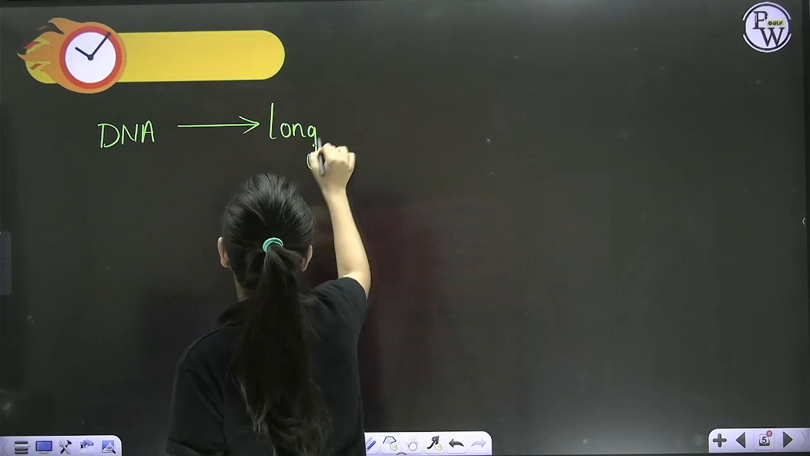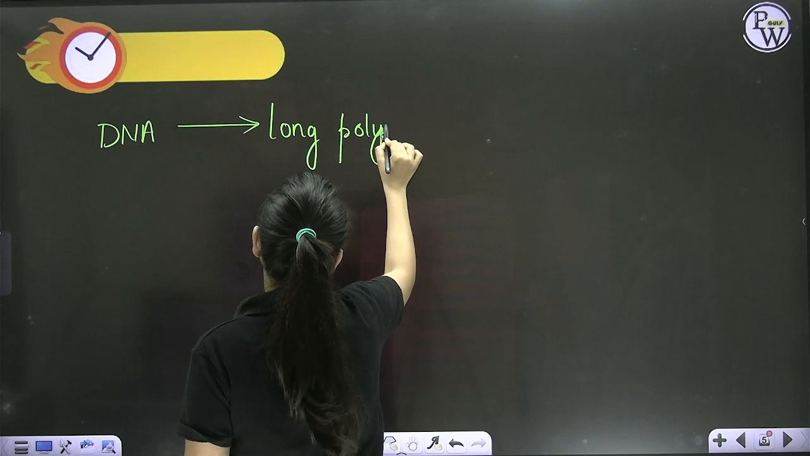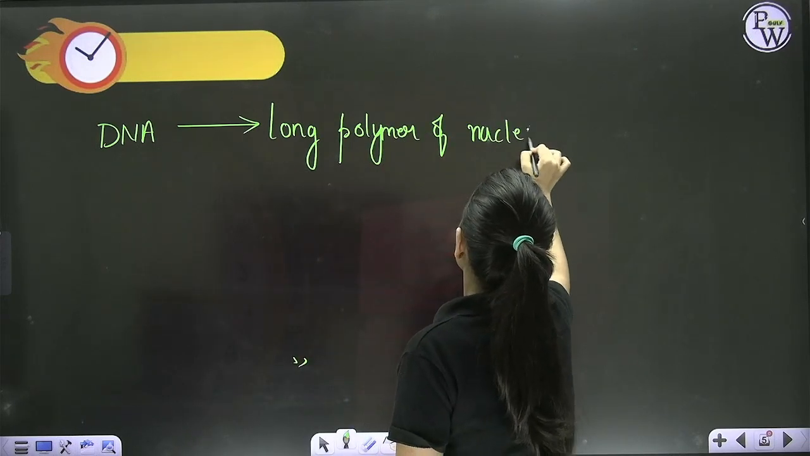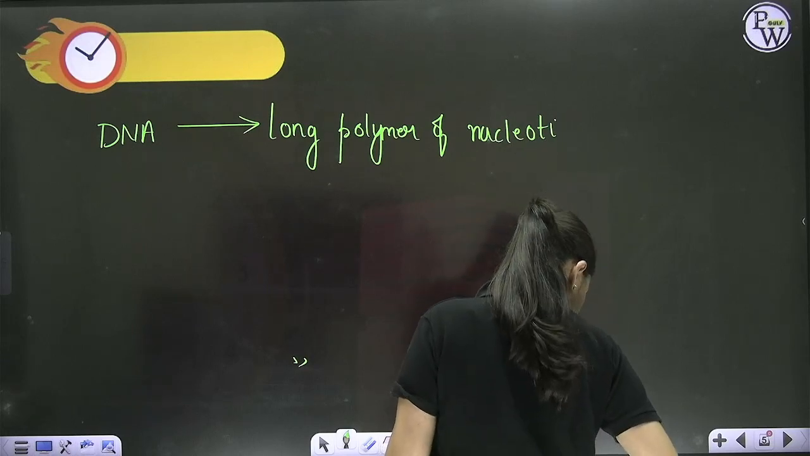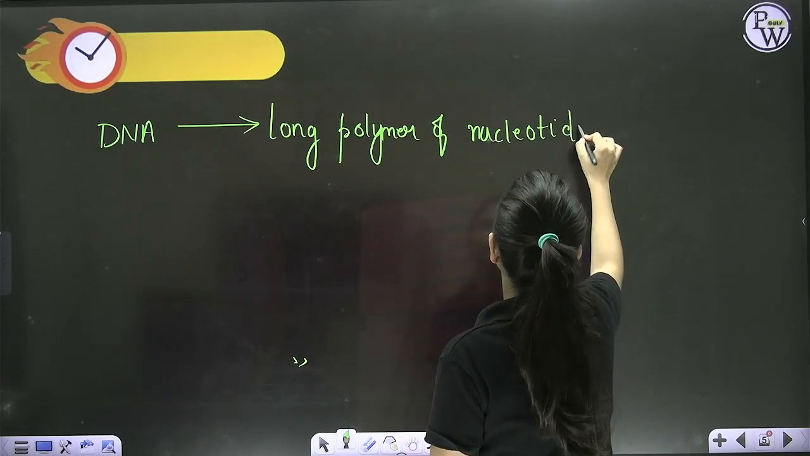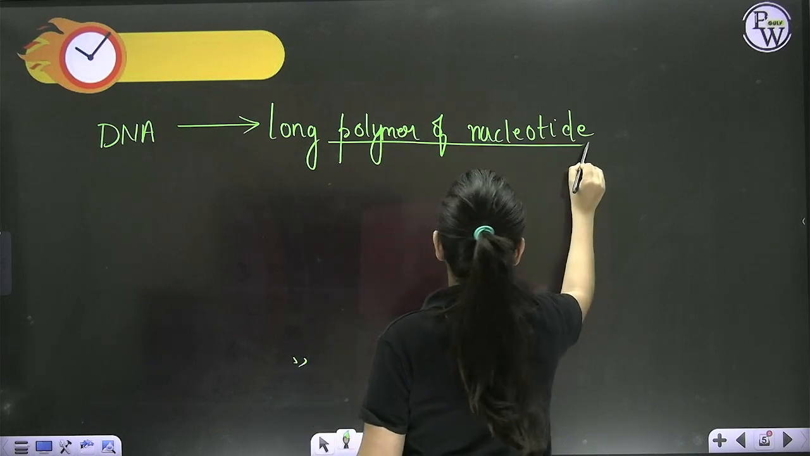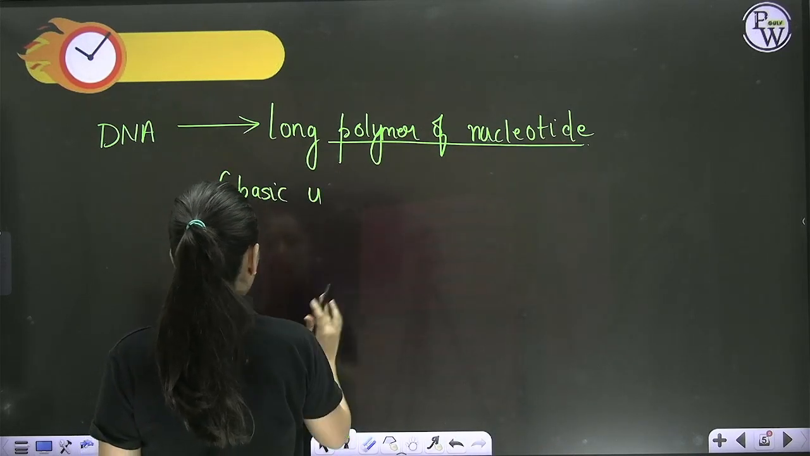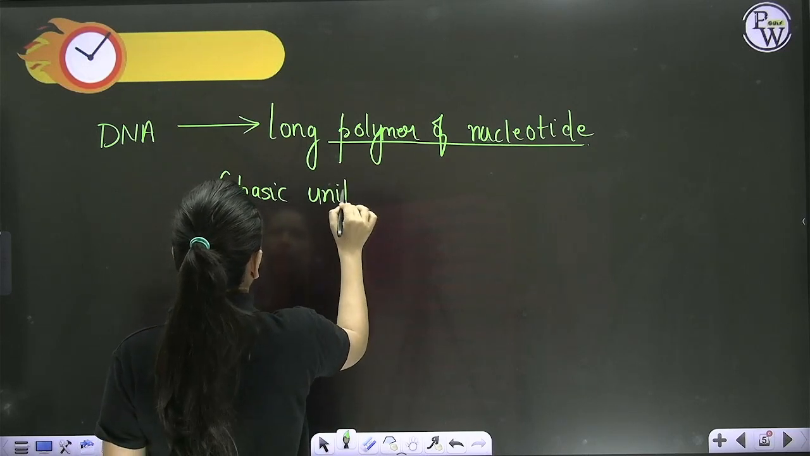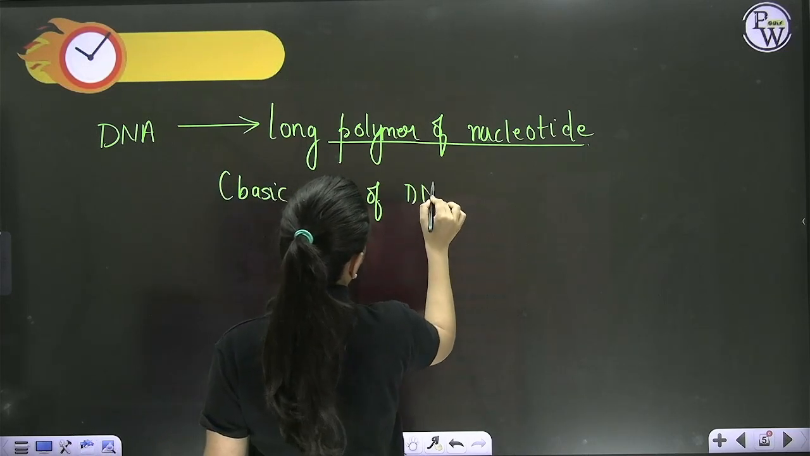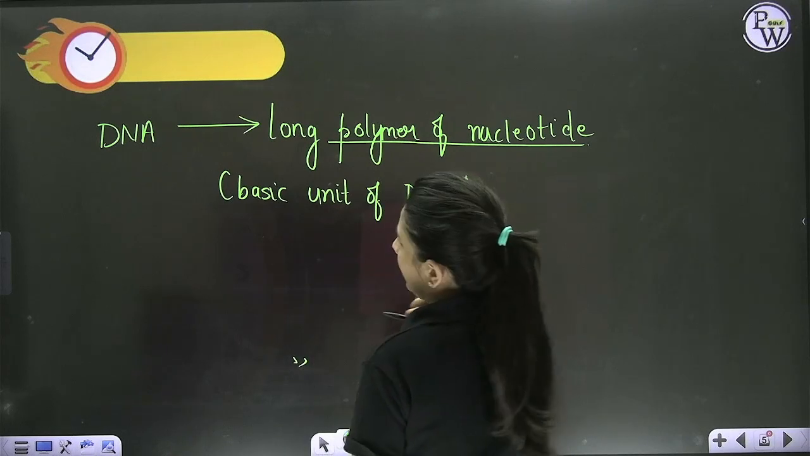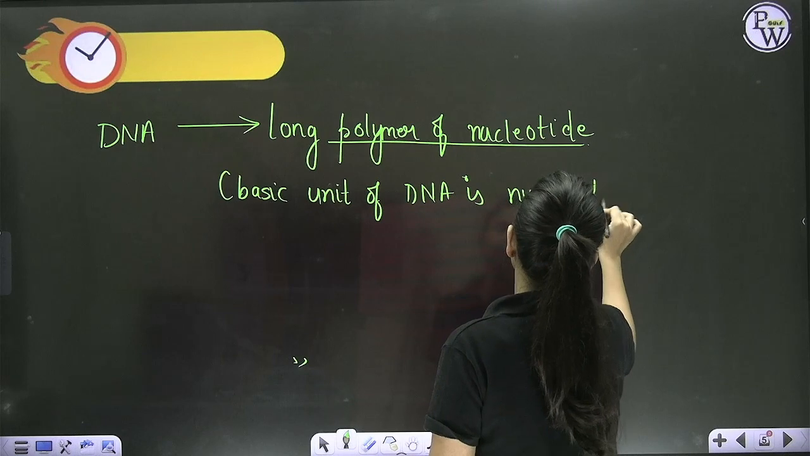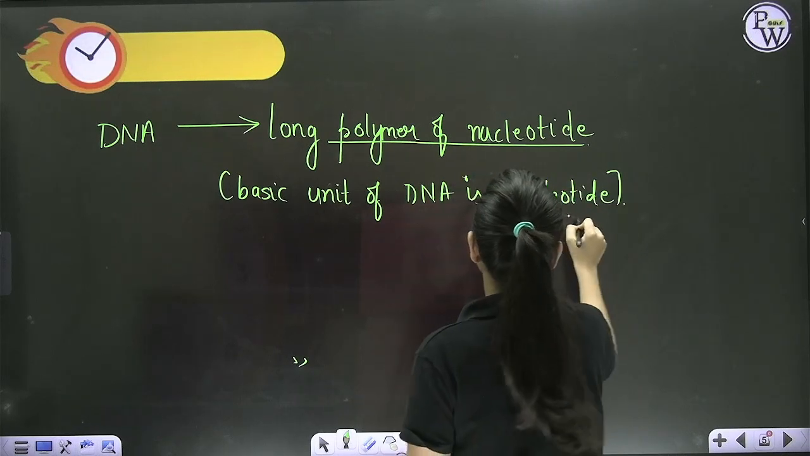So over here, beta, the definition of DNA: DNA is a long polymer of nucleotides, or you can also say the basic unit of DNA is the nucleotide. Now, the question arises in mind, what is this nucleotide?